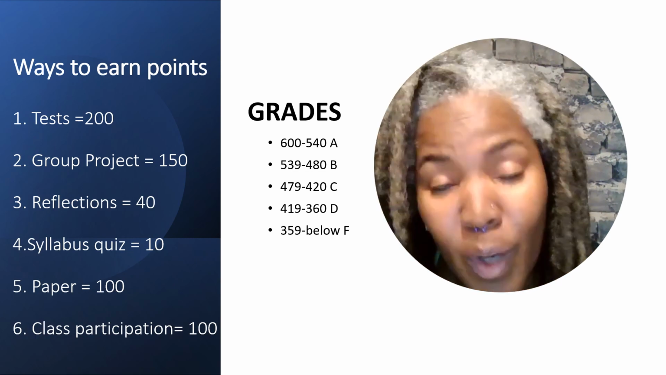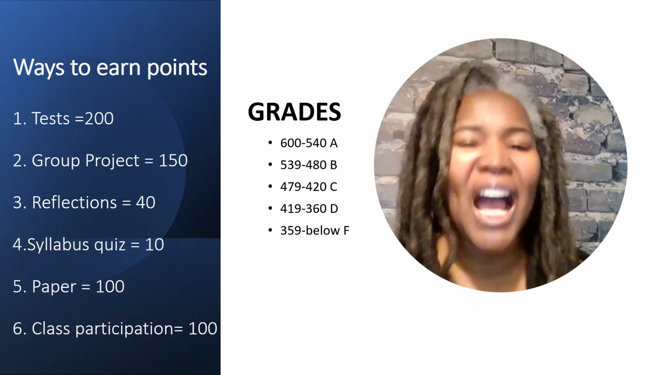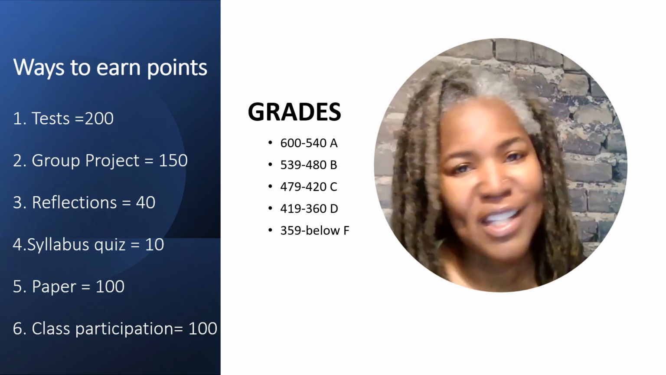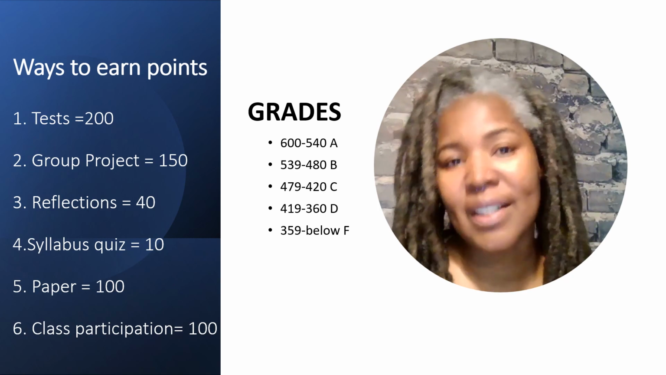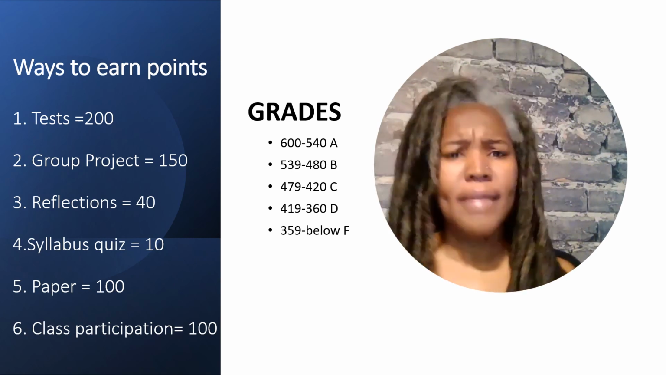Well, if you want to get an A in this class, all you need is 540 points. It's that simple. 540 points out of the total 600 will earn you an A in this class. And you might ask, well, how can I earn that A?